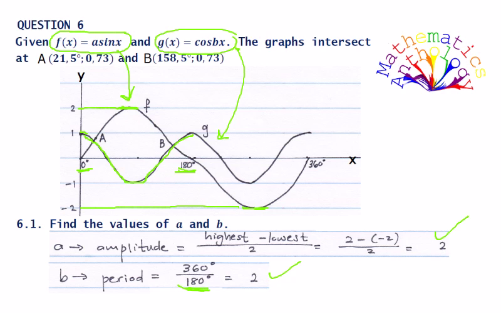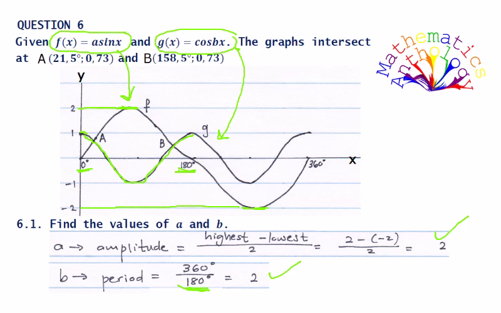Now b is in the cos graph, so the g of x graph. If you look at the position of b, it's before x in that equation, so that's referring to the period. The normal period of a cos graph is 360 degrees, but we need to look at what period they have drawn this cos graph to be.